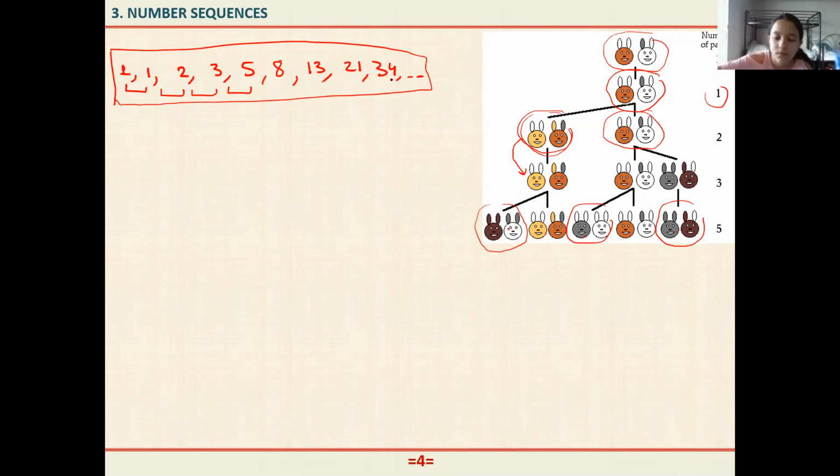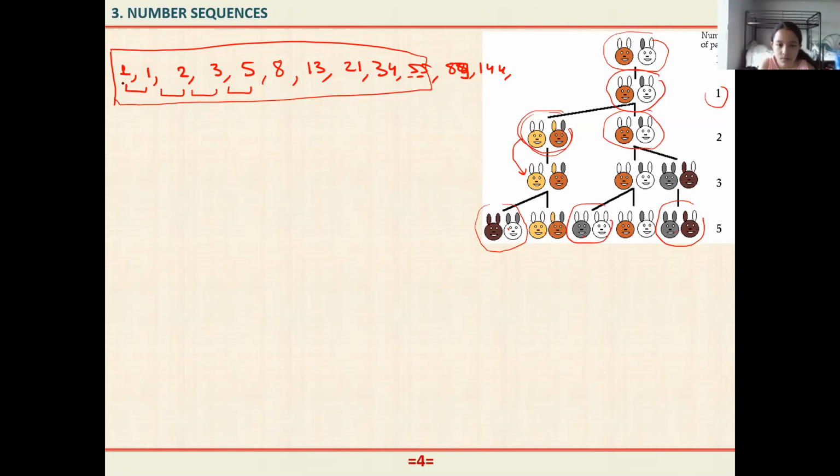You can write more. For example, here, 34, 21, 21 plus 34. Here we have 55. 34 plus 55, that is 89. And 89 plus 55, that is 144, and 144 plus 89, that is 233. It continues.